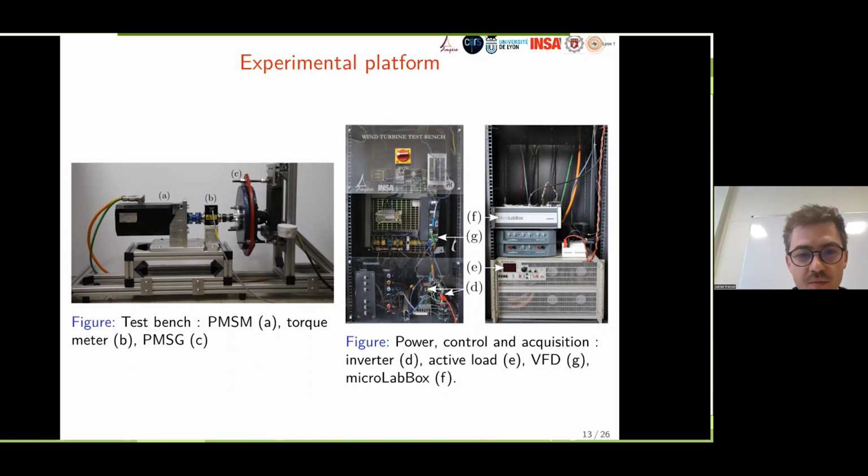Thank you for your question. So just a little precision. We have focused on the zone 2 between cut-in wind speed and rated wind speed, which is between 3 and 10 meters per second wind. But the wind is actually played by the motor, which is there on the left. So we emulate the torque of the blades with the motor. So we are not using a wind tunnel. So this is for your first question.